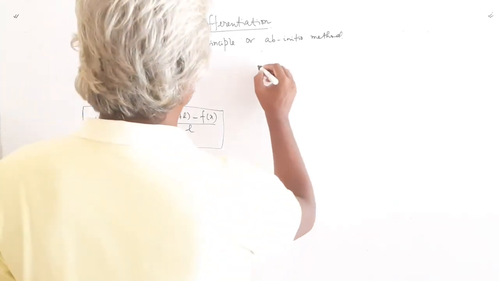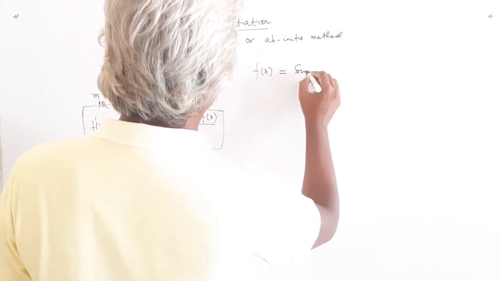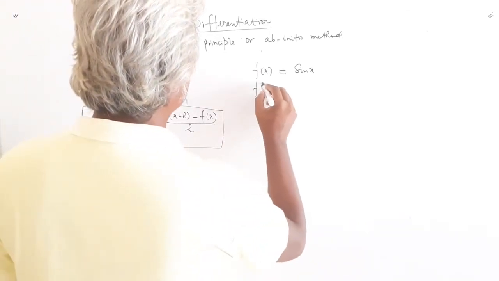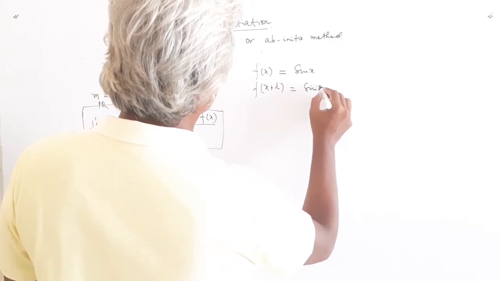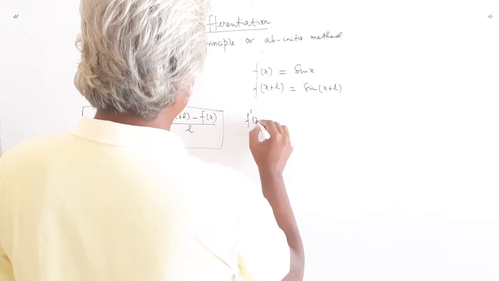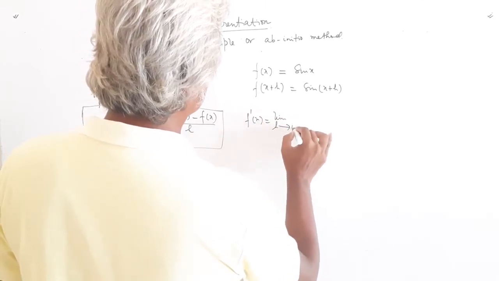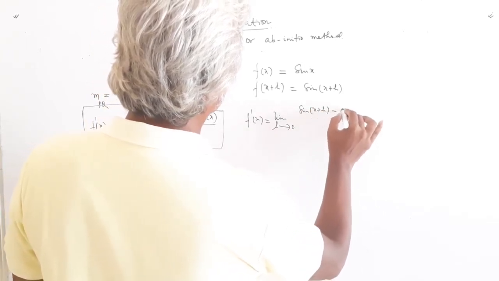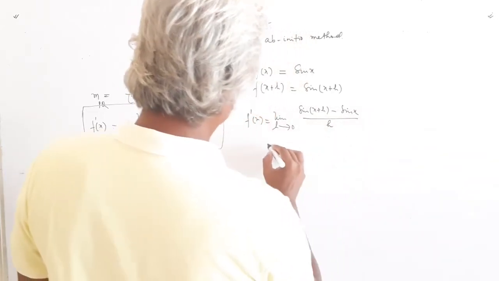Suppose we have a function f(x) equals sin x, then we need to find f(x plus h). So f(x plus h) is sin(x plus h). Now f dash x is limit h tends to 0 of sin(x plus h) minus sin x over h.